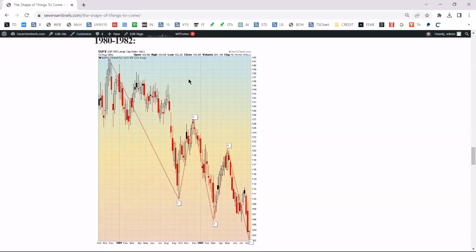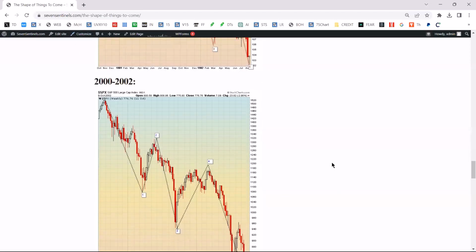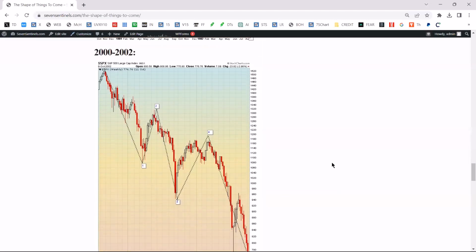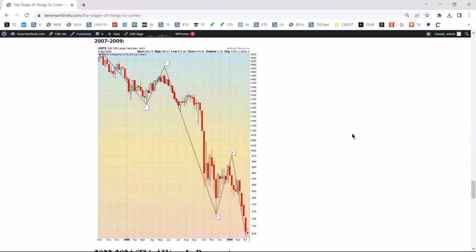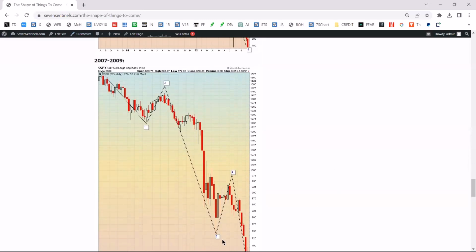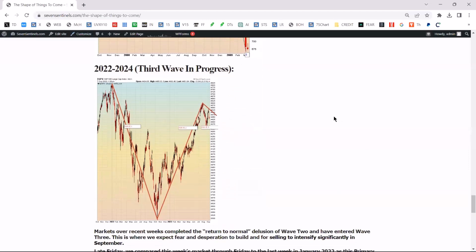80, 82, here's the 5-wave pattern. The 2000 to 2002 bear market, 5-wave pattern. 2007 to 2009 bear market, 5-wave pattern.